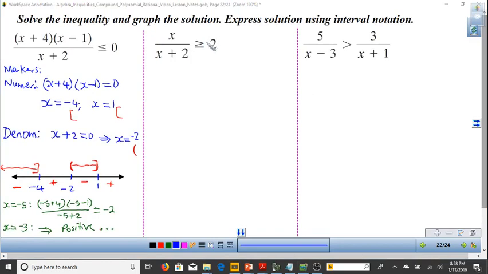Continuing with the next example. Again, we do not cross multiply when you have an inequality. What you do is you get everything equal to 0.